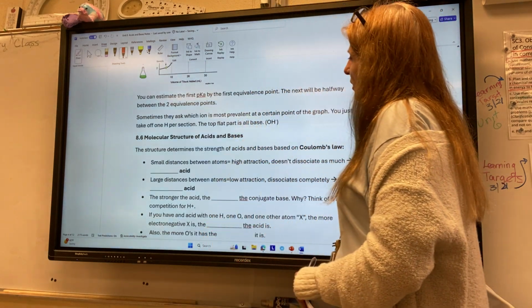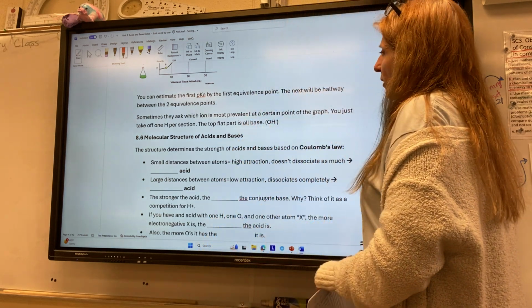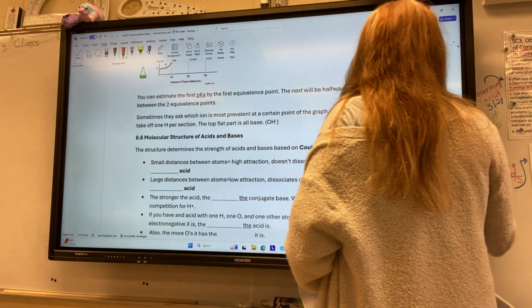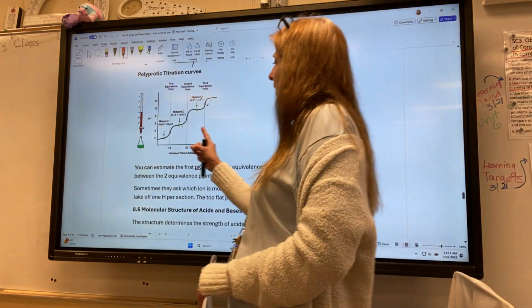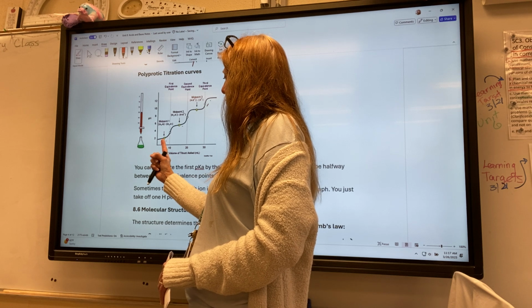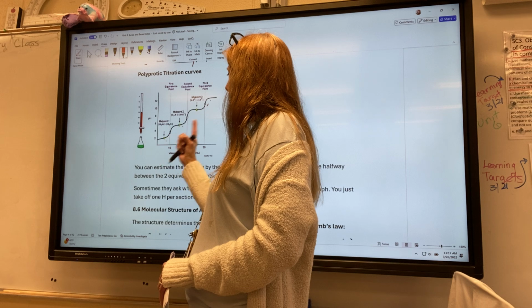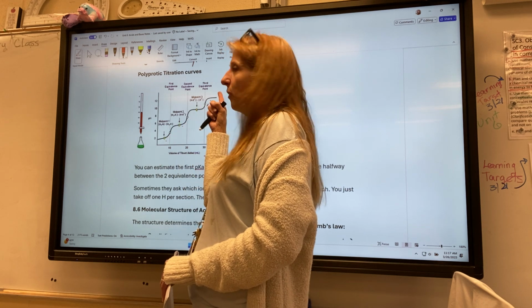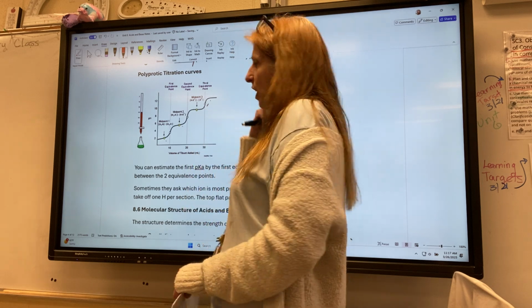Sometimes they ask you which ion is most prevalent at a certain point. You just take off one H per section. The top part is all base. It's all OH. So let me say that again. So you would start down here, and what would be most prevalent would be H3SO4. Here, H2SO4. Here, HSO4. Here, OH. You went too far. Okay, you might have to label that.